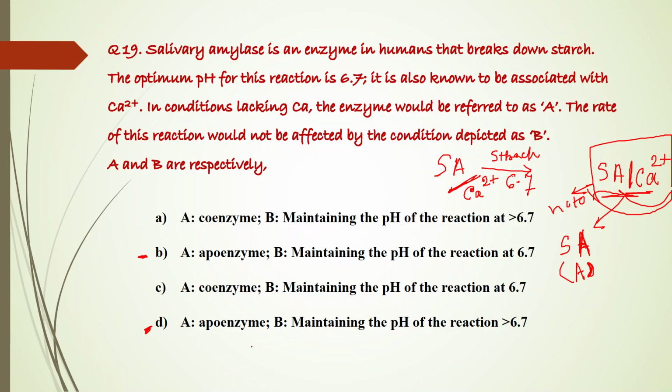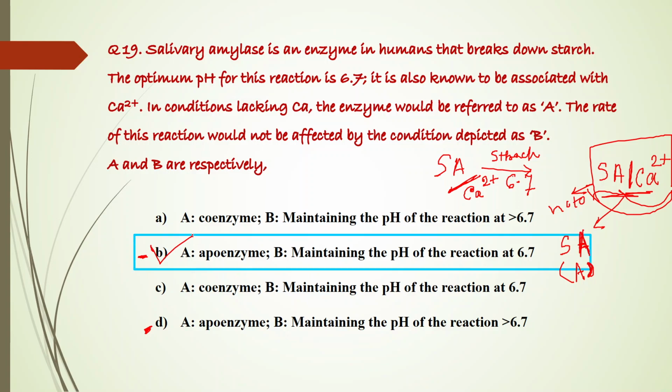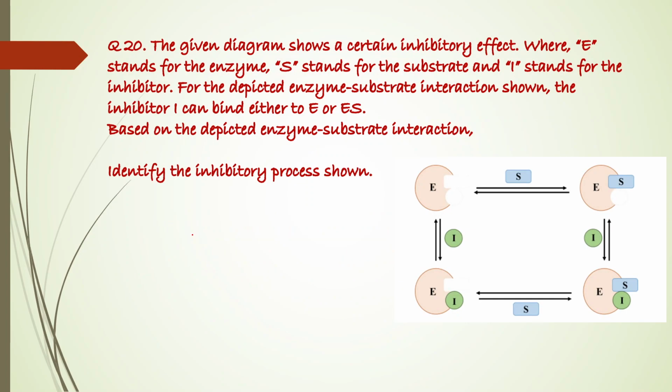But even in absence of that, if you maintain the pH of the reaction at 6.7, the overall conditions of the reaction or rate of the reaction would not be affected. So the correct answer for this particular question should have been option number B, that A is an apoenzyme, and if you maintain the correct pH, it would not alter the reaction rate or overall condition of the reaction. Okay, moving to next one.